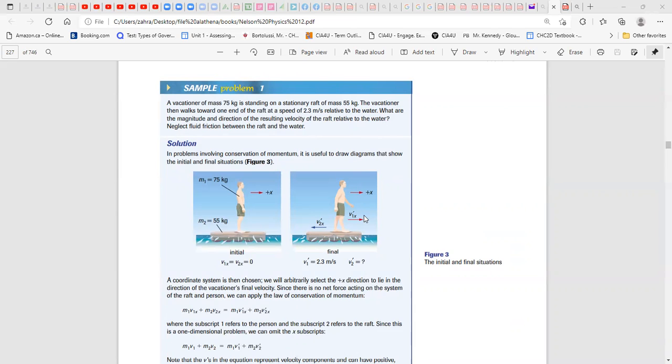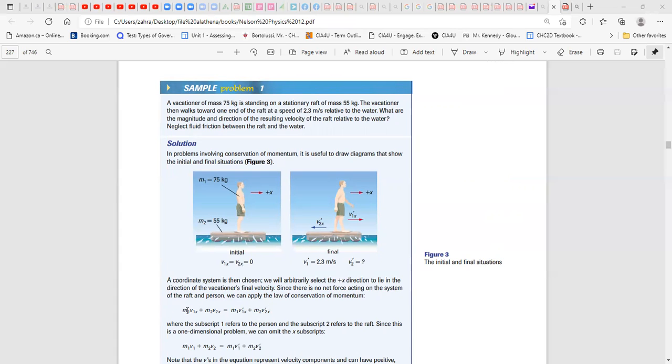When the person is moving forward, the raft is moving backward. Before they move, the velocity of both of them is zero. After they move, the person is moving forward and the raft is moving backward. As you move forward, you push the raft backward. So we establish the conservation of momentum equation: m1v1 plus m2v2 equals m1v1 prime plus m2v2 prime.